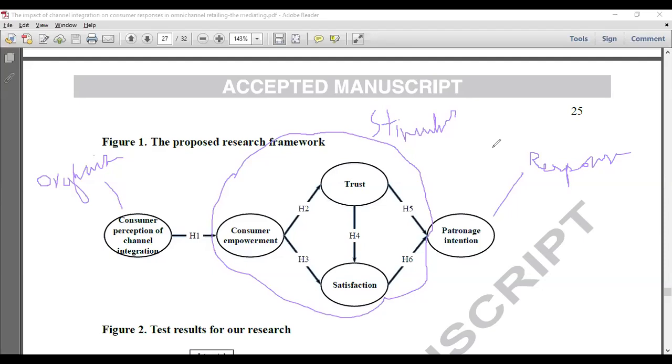Satisfaction is not a response. Basically, consumer empowerment, trust, and satisfaction — these things have to bring patronage intention actually. And as these things develop, trust should be there, satisfaction should be there, and consumer empowerment should also be there.